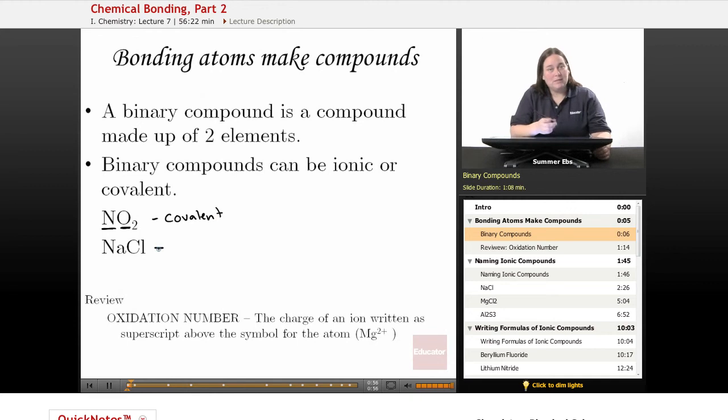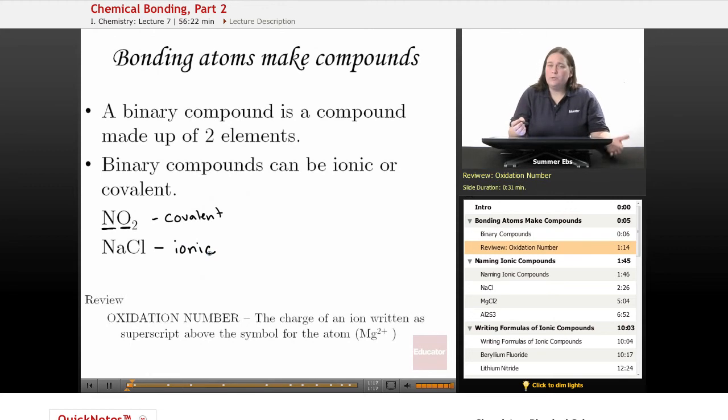Na is sodium, Cl is chlorine. Na is a metal, sodium is a metal, chlorine is a nonmetal. So these two together are going to make an ionic binary compound, having only two different elements in it.